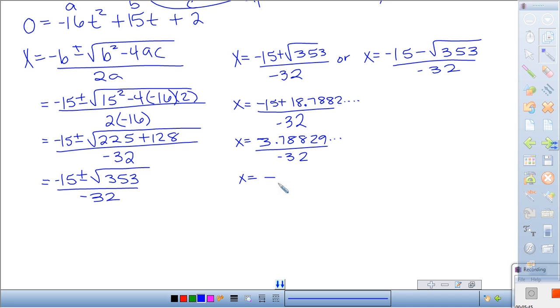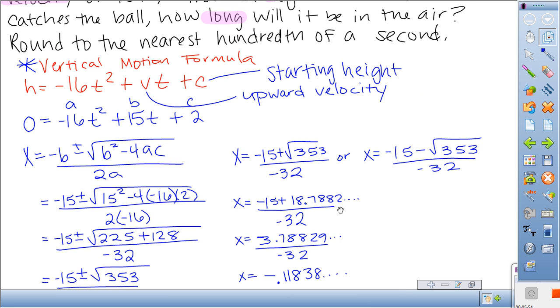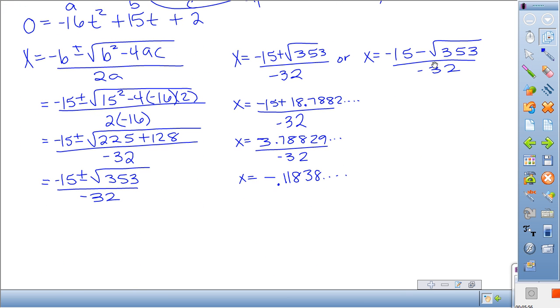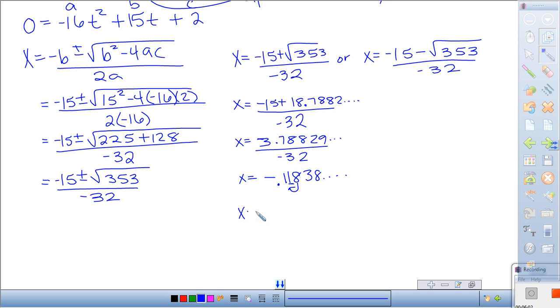So you have negative 0.11838, etc. But again, I believe they asked us to round to the nearest hundredth of a second. So we want to round to the hundredth place. The 1 is in the hundredth place. The 8 tells the 1 to go up. So we have x is approximately negative 0.12. That's one of our answers.